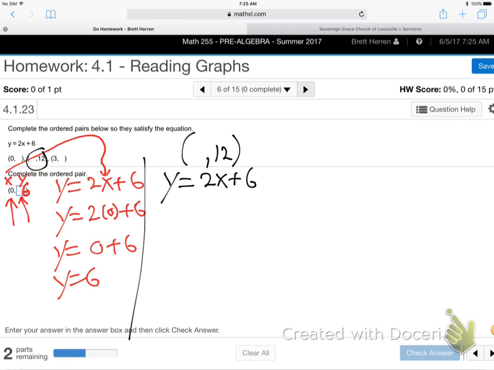So where's the 12 going to go? For the Y. It's going to go in the Y because it's the second spot, because it's X first, then Y. So that 12 is a Y. So put that 12 in for Y. That makes sense. And solve for X, because it's X that's missing. So can you solve for X there?